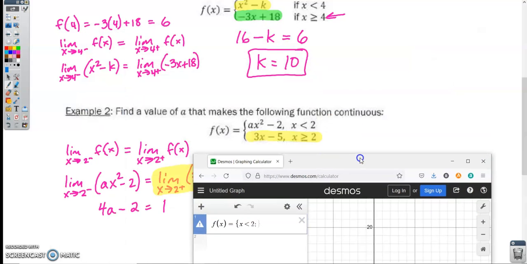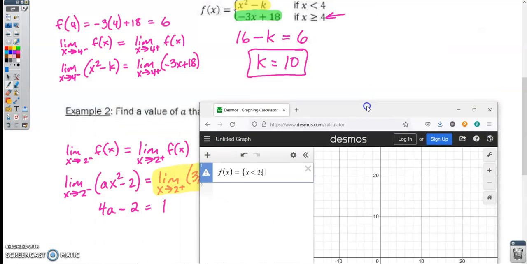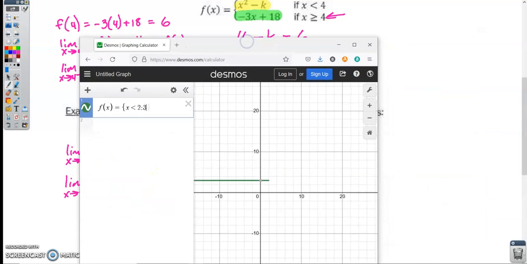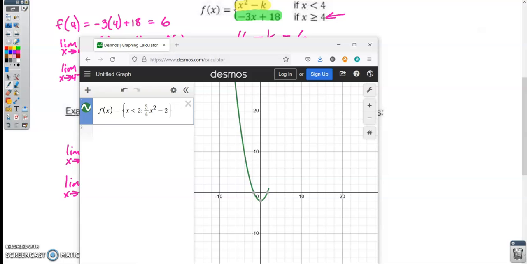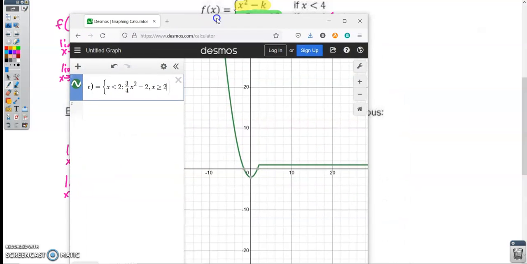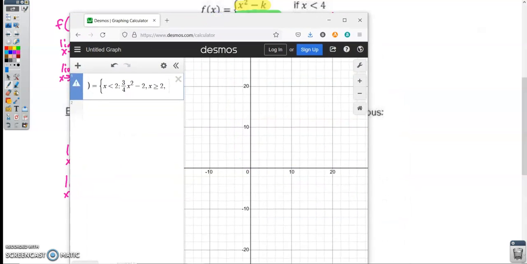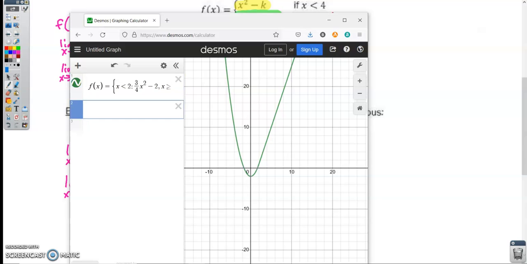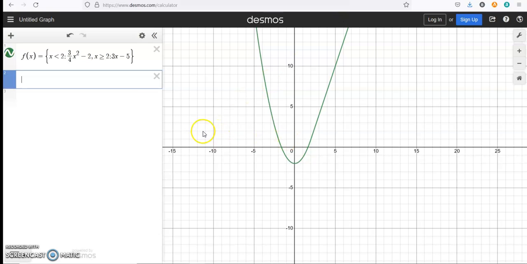We're going to have ax squared minus 2, and we said that a was 3/4. So 3/4 x squared minus 2. And for x greater than or equal to 2, this was 3x minus 5. Oops, 3x minus 5. And so you see what this piecewise function looks like now when a is equal to 3/4.